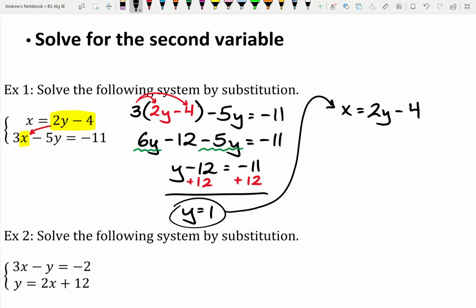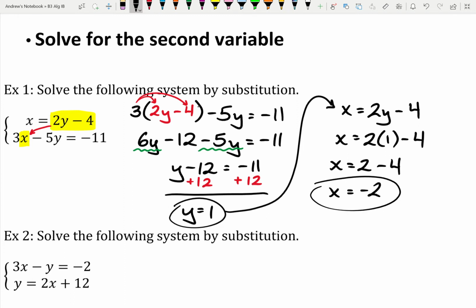It sounds a lot better than plugging it into 3x minus 5y equals negative 11 and having to sort through a whole bunch of junk to get the x by itself. So what I'm going to do is replace that y with what we found it to be, which was 1. So this is going to be 2 minus 4, and 2 minus 4 is negative 2. Cool, done. That's it.